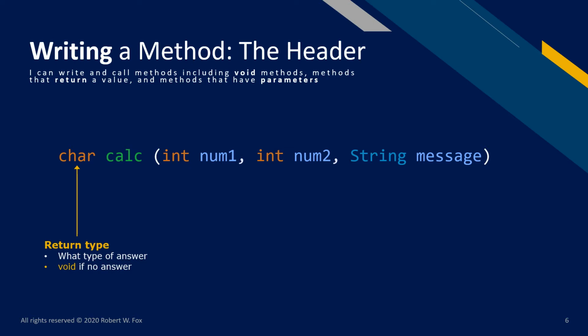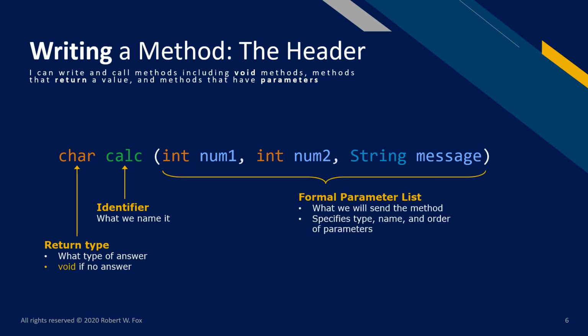It could be a string, it could be an int, it could be a double. It's possible that our method will not return or have any answer at all, in which case we would put void there. The identifier comes next, and that's really just the name that we give the method, so it can be whatever we want. And then finally, at the end, in parentheses, we have what's called the formal parameters list.